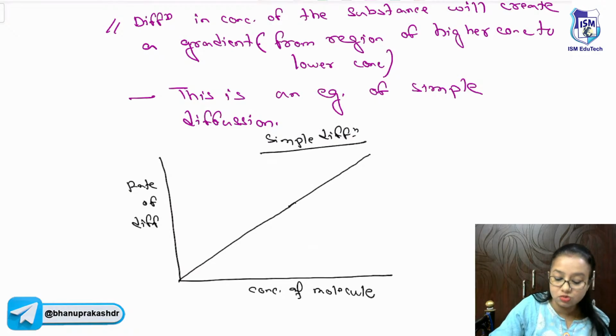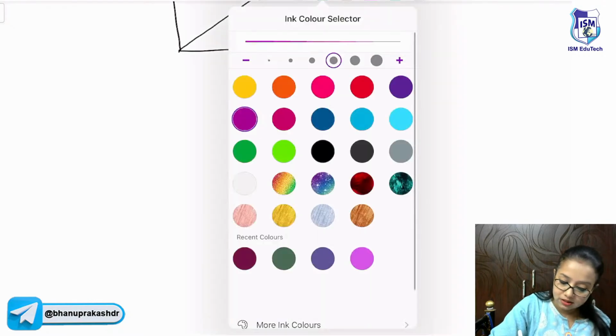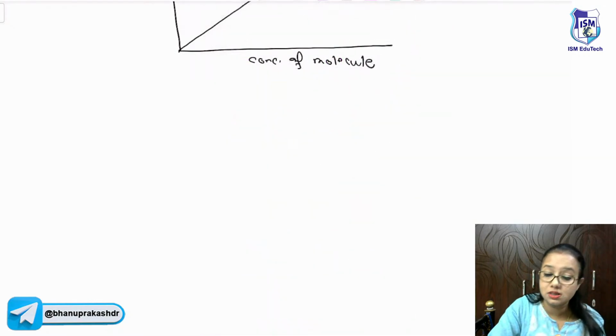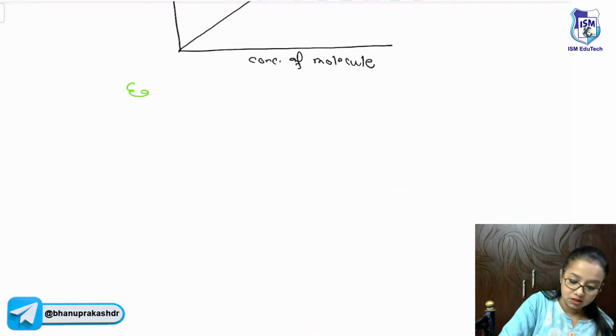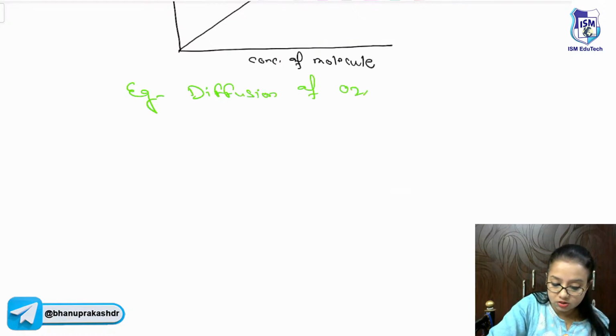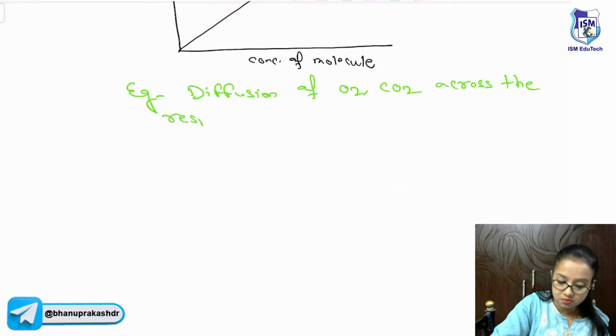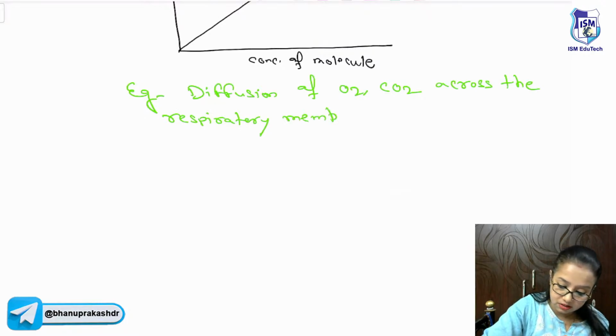Now, how is this used in the human body, in our system? In our human body, the physiological mechanism that follows this is the diffusion of oxygen and carbon dioxide across the respiratory membrane in the alveoli.